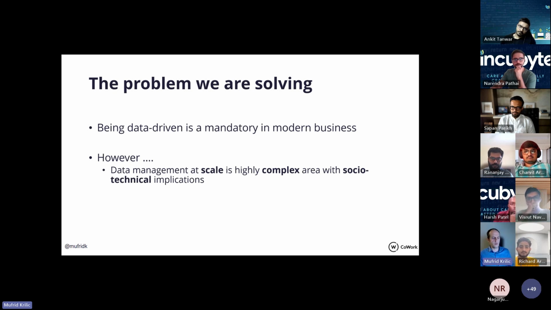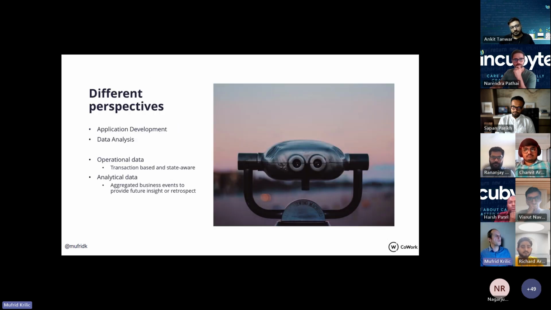However, the applications we are building might not be very interested in looking at the data the same way as a business stakeholder might want. This is because there are different types of data we are talking about. We are talking about operational data and analytical data.